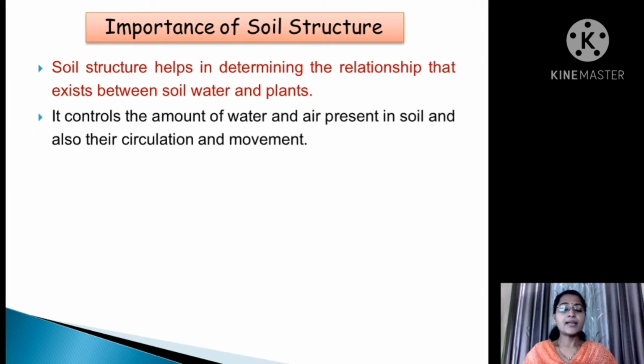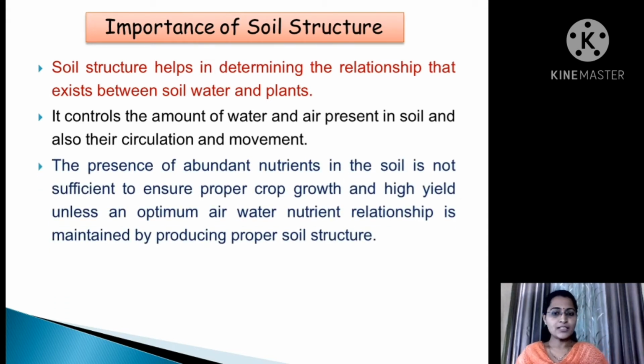It controls the amount of water and air present in soil and also their circulation and movement. The presence of abundant nutrients in the soil is not sufficient to ensure proper crop growth and high yield unless an optimum air-water-nutrient relationship is maintained by producing proper soil structure.